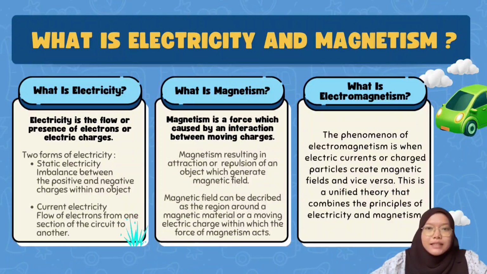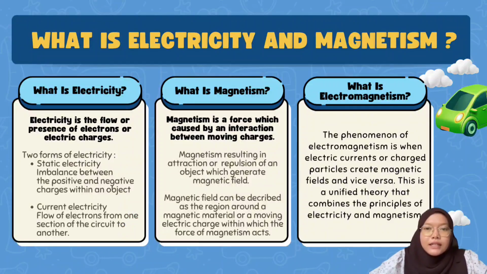Next, what is magnetism? Magnetism, on the other hand, is a force caused by the interaction between moving charges. This interaction can result in attraction or repulsion of an object, which creates a magnetic field. A magnetic field is essentially the invisible region around a magnetic material or moving electric charge where the force of magnetism is felt.